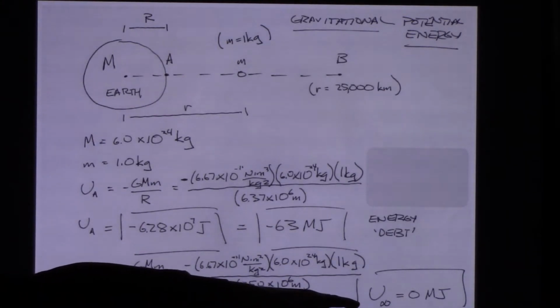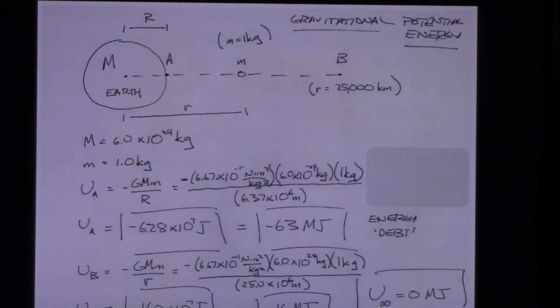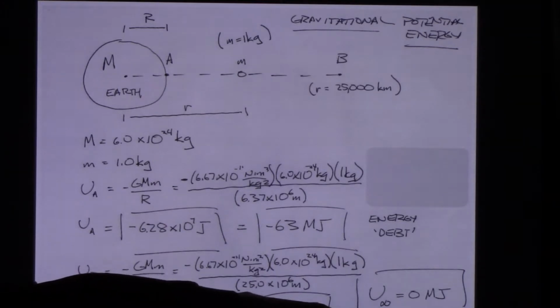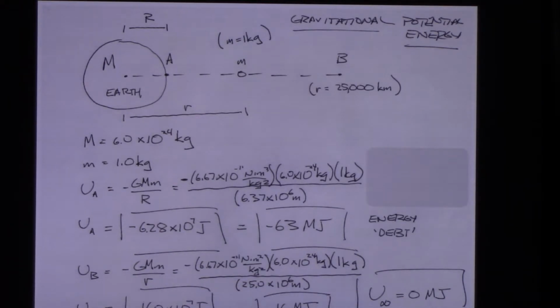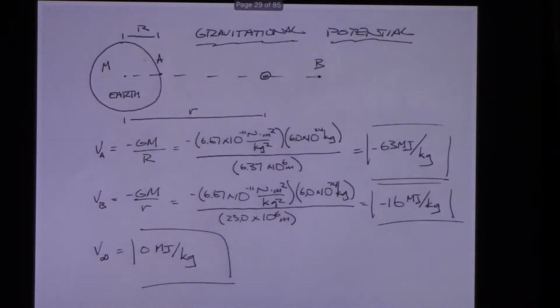Now, again, heading out to infinity would be 0 million joules. At that level, the potential energy is defined to be 0 out there, and to get out to infinity, I would need to come up with that full 63 million joules.